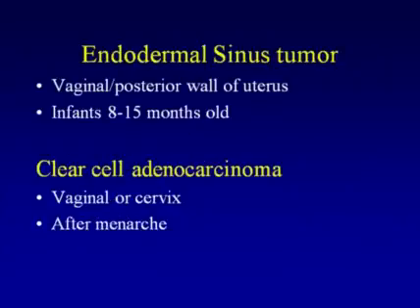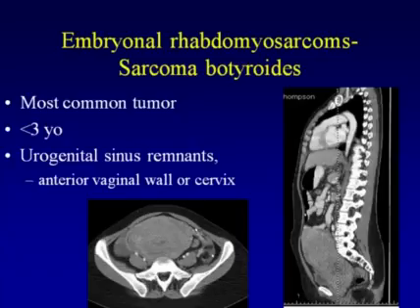Endodermal sinus tumors typically present in infants between 8 and 15 months of age. Clear cell adenocarcinomas typically present after menarche. The most common is Sarcoma Botryoides. These typically present in children less than 3 years of age, and they originate from the urogenital sinus remnant.